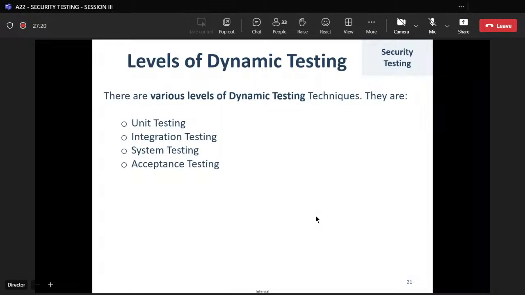So do we have any doubts, any queries from anyone so far? How is it different from SAST and DAST testing, sir?